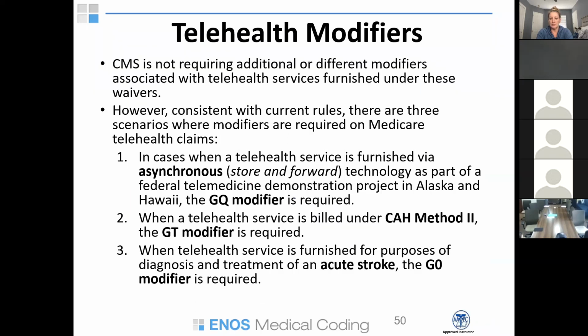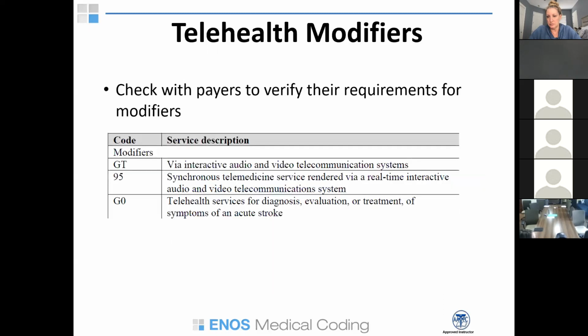CMS is not requiring additional or different modifiers associated with telehealth services that are furnished under these waivers. However, there are some scenarios where you are meeting all the criteria for this asynchronous store and forward technology. And if you are, you can still continue to use the GQ modifier. If you're doing telehealth services with a critical access hospital, then the GT modifier could be used. And with telehealth services for purposes of diagnosing an acute stroke, the GO modifier would be used. So if you're meeting all the regular rules, you certainly can continue to operate under them and report them.